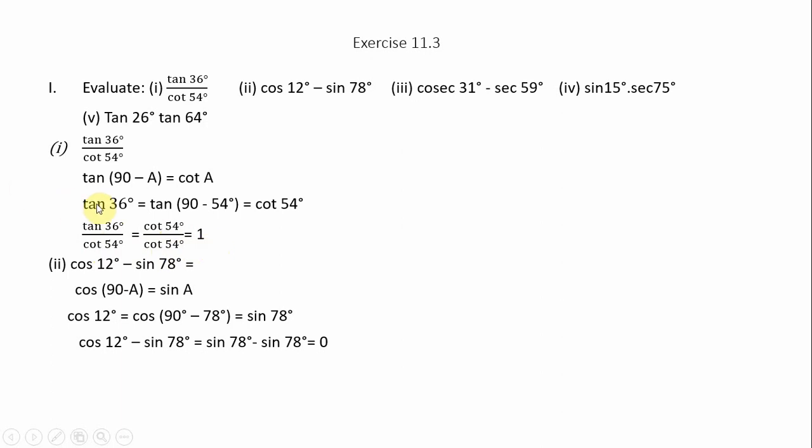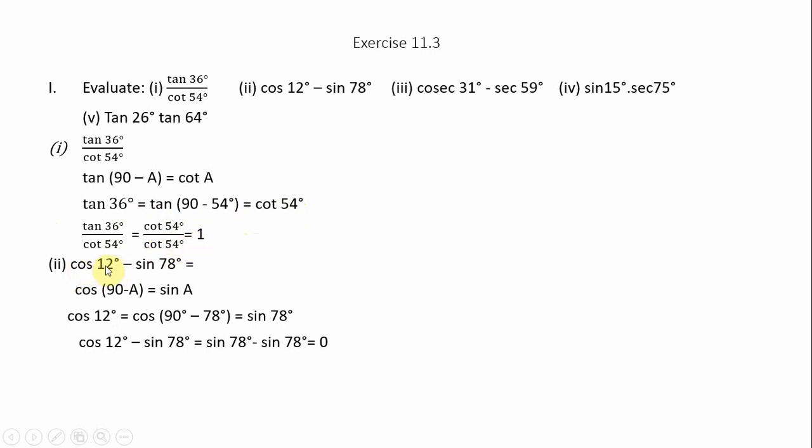Understand? See, on this one there will be some calculation. Only this step remaining, all as it is. Tan 36 is equal to tan... So you write the same number, and write 90 minus, which number is to be subtracted from 90 to get this 36? 90 minus 54 is equal to 36. So it can be written as cot 54 degrees. Understand? So tan 36 degrees is converted to cot 54 degrees. Cot 54 cancels, and you get 1.